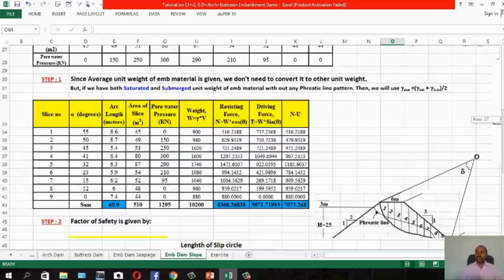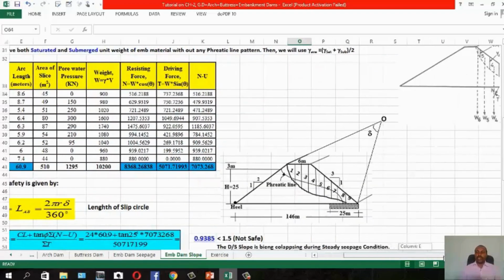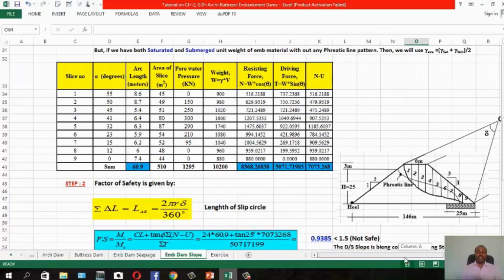So let us go to the calculation. You provide a table showing each slice number up to 9. Then you have alpha in degree measure for each inclination. You have arc length, and also area of slice. For each slice, you have total area above and below the phreatic line. This is the phreatic line, then below and above you have. For this specific problem, you will use the total area because average unit weight is given already. Pore water pressure under each slice is given.